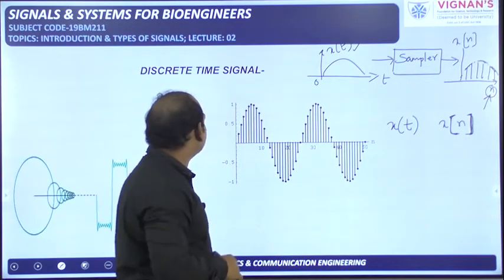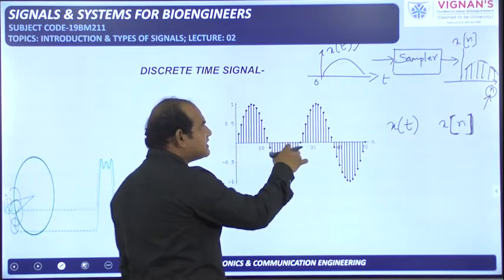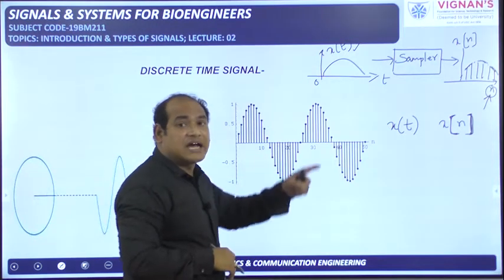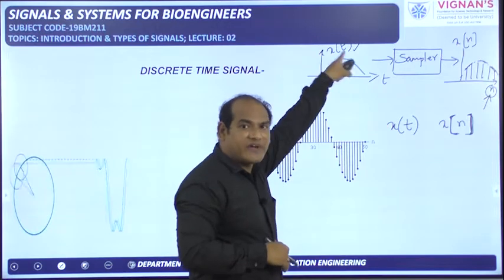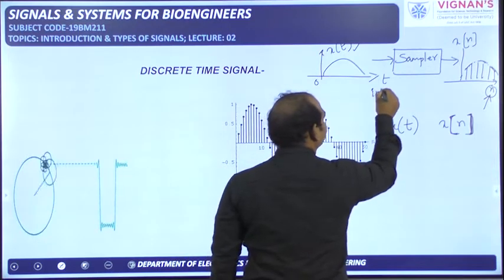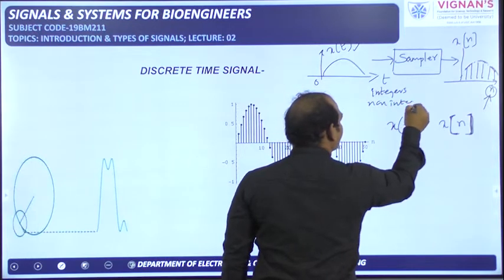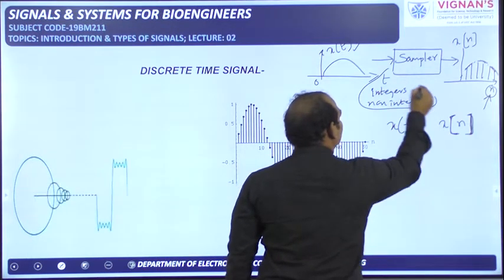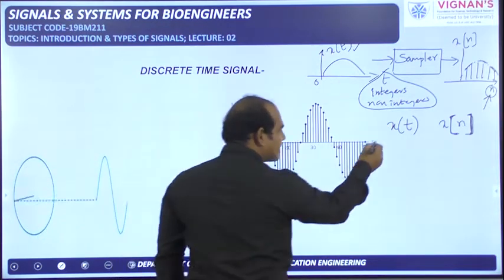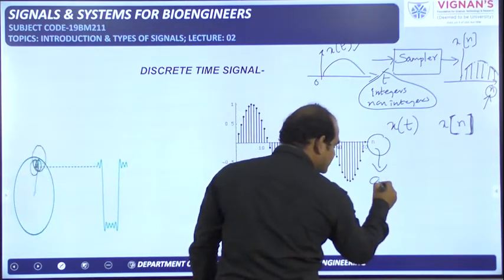Now we will come to the definition of the discrete time signal. By observing this you can simply tell, previously, whatever continuous time signal we have taken, how we have defined the continuous time signal: the amplitude of the continuous time signal should be defined for all values of t. All values of t means integers and non-integers. Here t involves both integers and non-integers. But coming to this particular discrete time signal, the n on the x-axis, the independent variable is represented with n, where n is only integers.